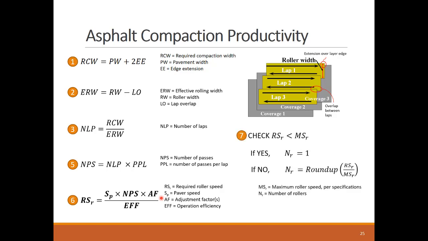The last step is to check if the required paver speed is achievable and not limited by the maximum roller speed that's imposed by the specifications. If this condition is satisfied, then a single roller is sufficient. Otherwise, the number of rollers required will be increased by rounding up the division of the required and maximum number of rollers.